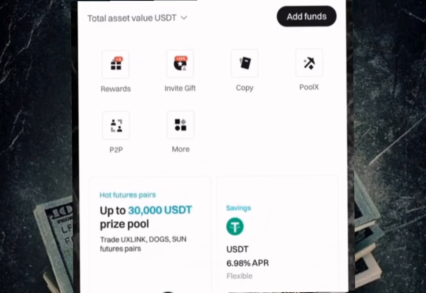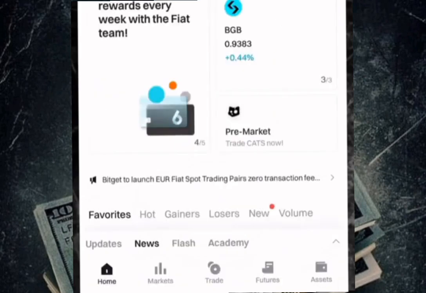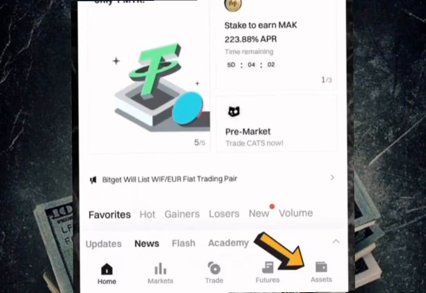Now, after you've deposited money into your Bitget account, the next thing is to transfer the money you deposited to your futures wallet. If you want to go to your wallet page or your assets page, at the bottom of the screen where you have the menu, just come right here and click on Assets.